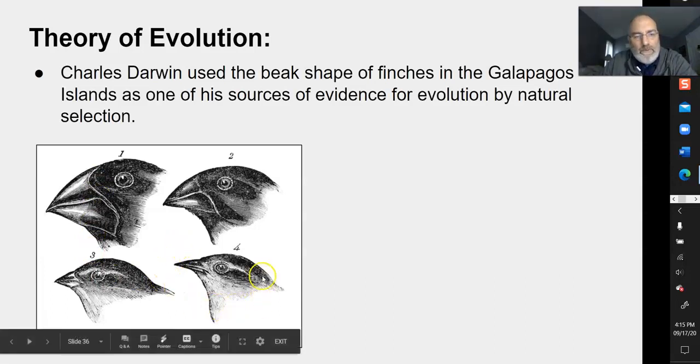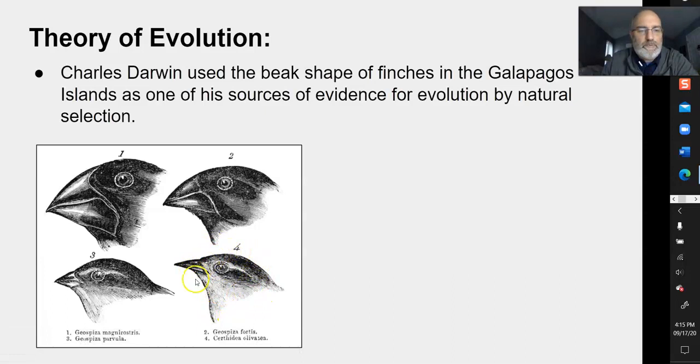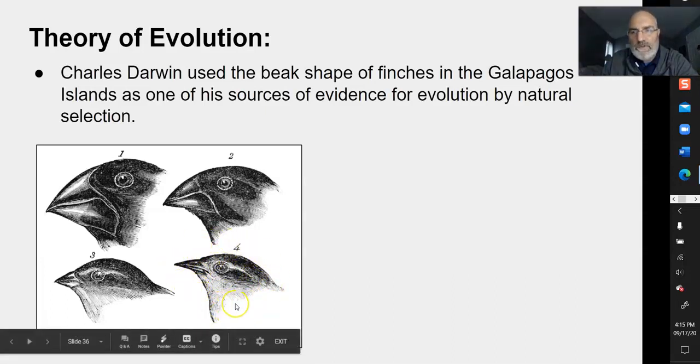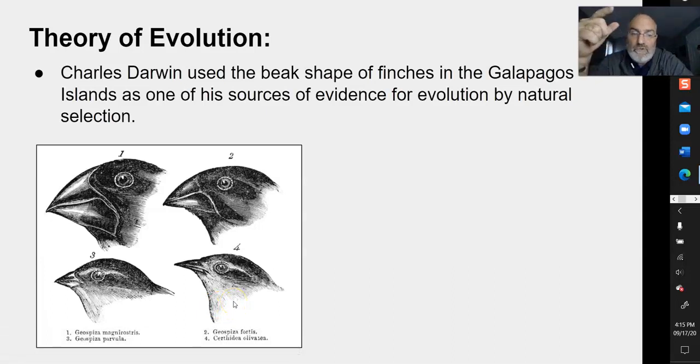So on the island where this guy lived with the pointy beak, bugs, insects were the primary food source for the finches. Can you think about why a pointy beak might be useful if you're going to be eating bugs? Yeah, right. The answer is you got to be able to grab those guys.